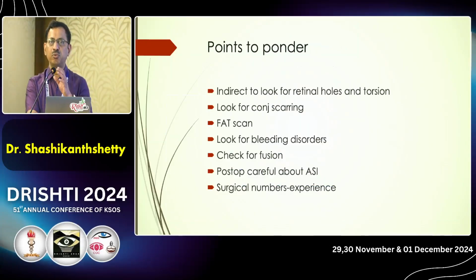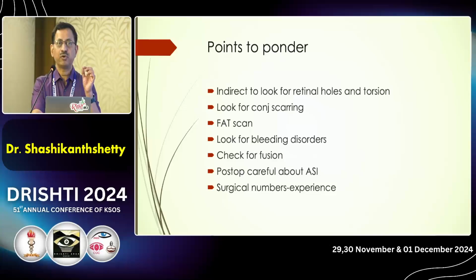So, points to ponder. When you see a patient with strabismus, always do an indirect ophthalmoscopy to look for retinal holes, because the patient might say that after your surgery the retinal hole has developed. So do a careful indirect, look for retinal holes. At the same time, look for torsion in the fundus. That will give you a lot of clue whether there's a coexisting oblique dysfunction.